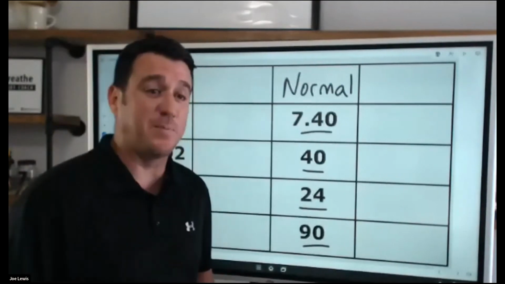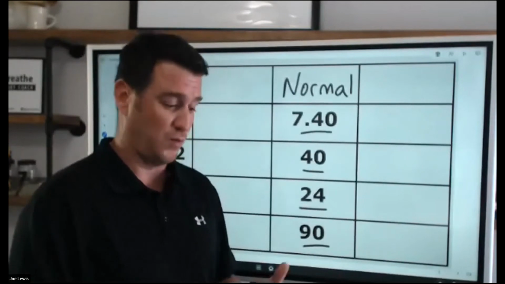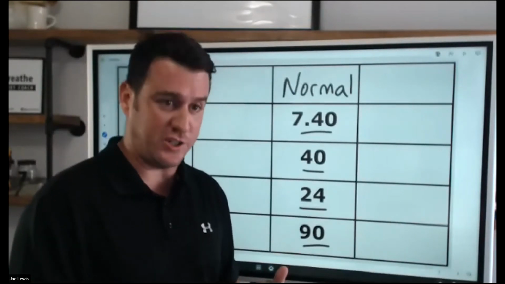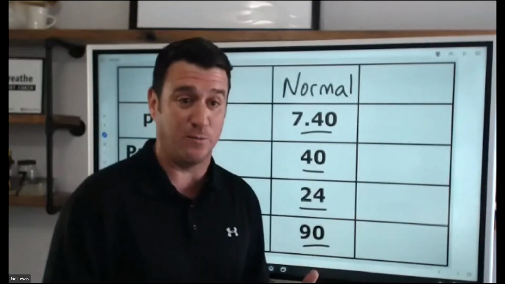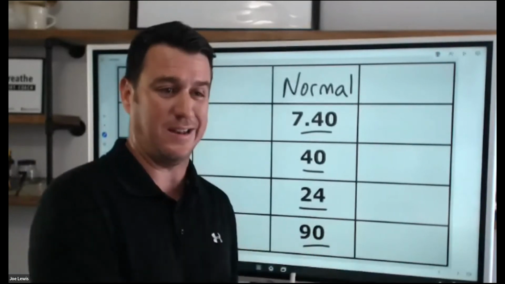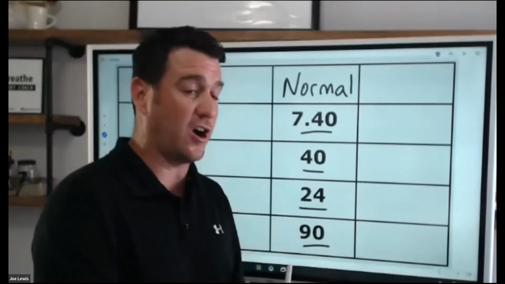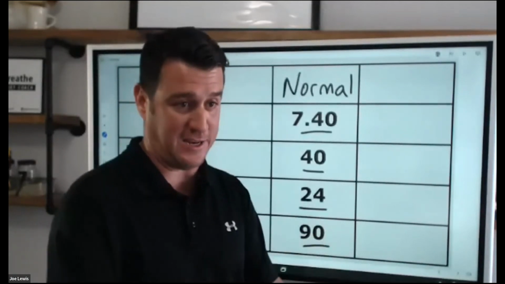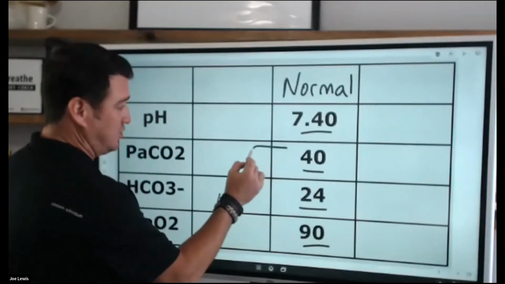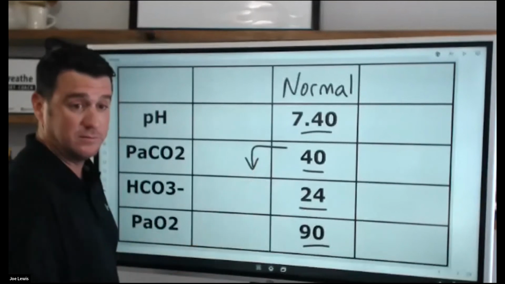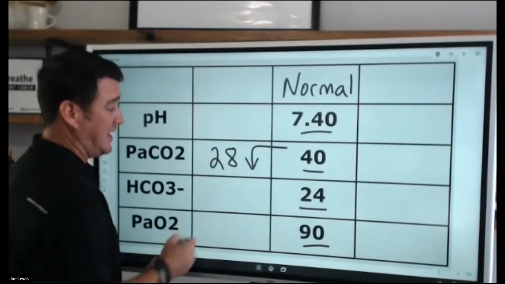Now, what happens when this person gets sick, or maybe scared, or fearful, or anxious, or maybe they experience some type of accident where they experience a lot of pain? Then there's a good chance this person is going to start to hyperventilate. When that happens, you are going to see your CO2 go down. So let's just say the CO2 goes down to 28.